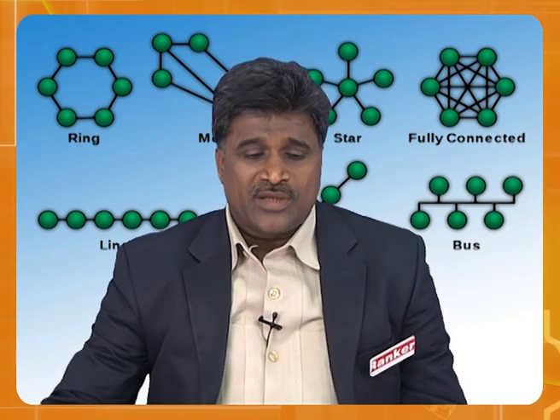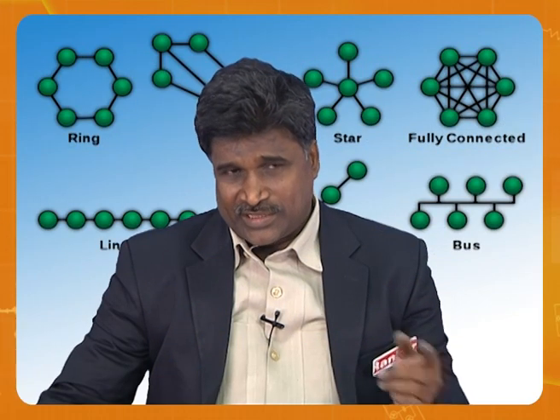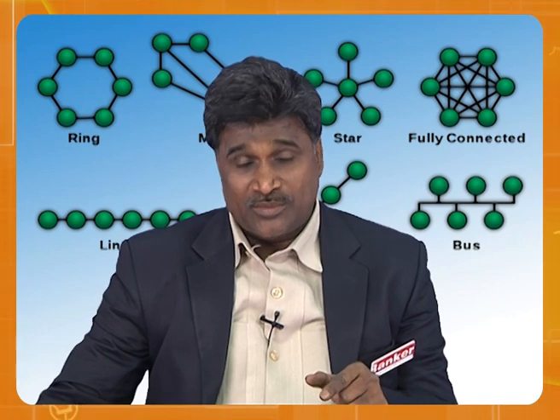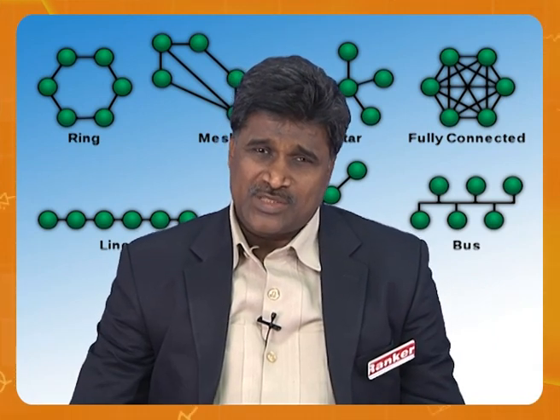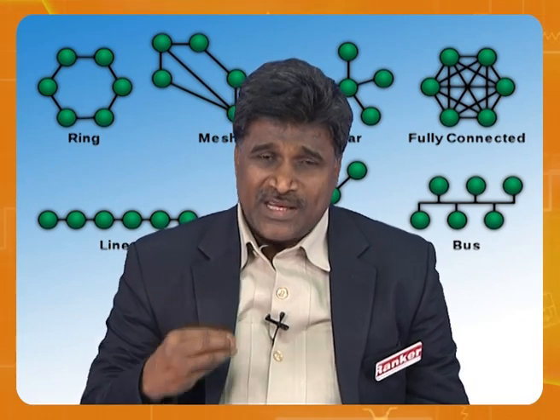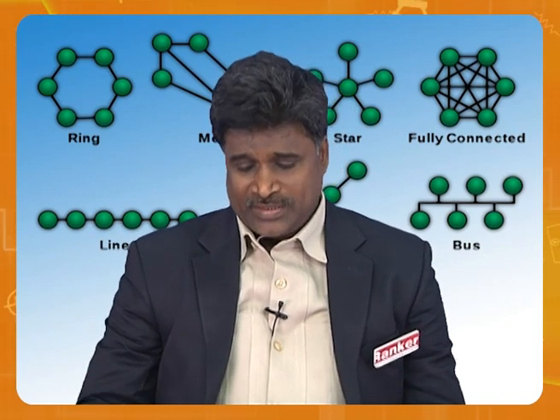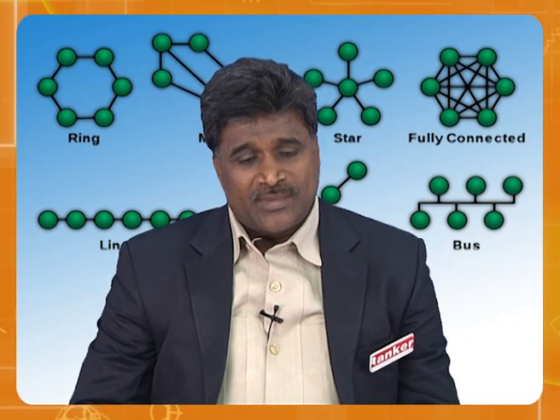So here also I am talking about three things. It is +1 if both are in the same direction. What are the both? The jth branch current and the loop current. You are going to take a loop current and we will check each branch current in that. If they are in the same direction, we say +1. If they are in the opposite direction, we say -1. If the branches are not at all part of that particular loop, we say 0. So that's how the second matrix deals with the topology.